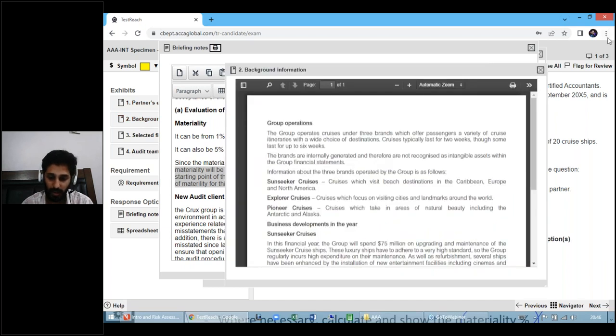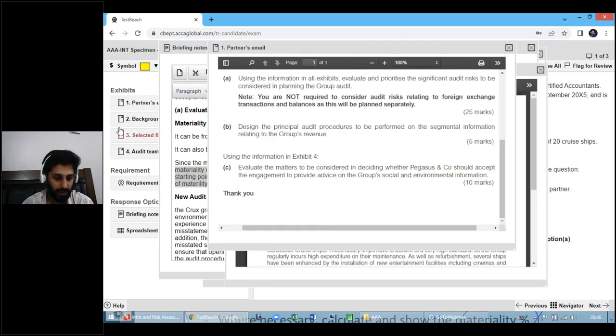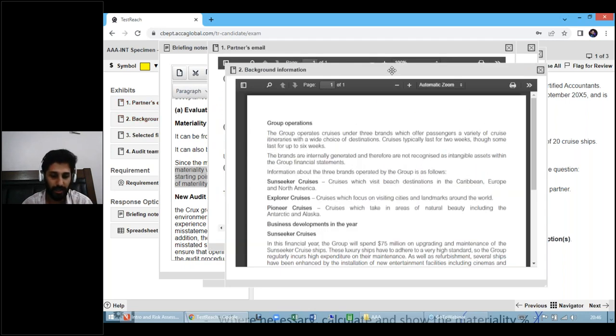Mr. Jazid, is it now clear? Okay, that's great. Great. Now I'm proceeding with this. This is the background information. This is a partner email, right? The background information I'm opening and reading it.